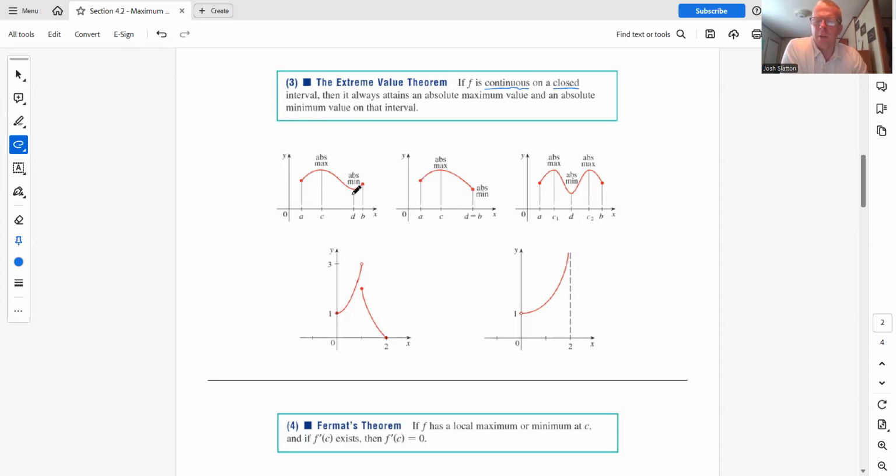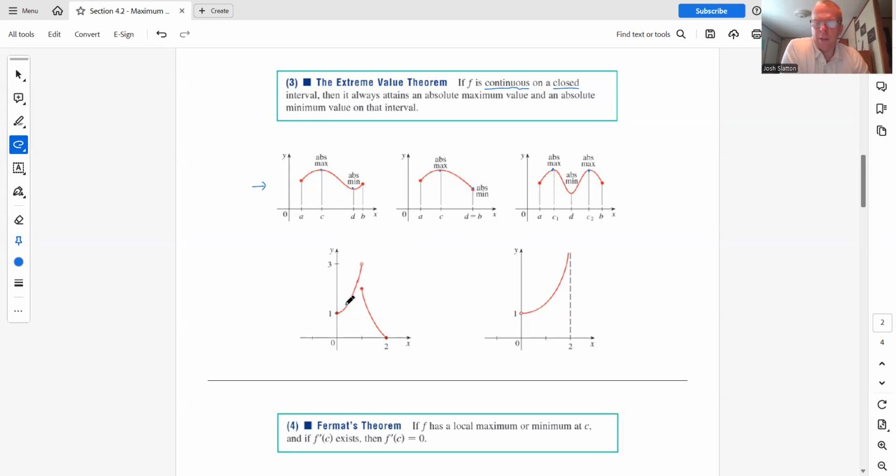If we're not including those endpoints, then we may or may not have an absolute max or min. And so you can see all three of these on this row are closed intervals. We're continuous, and we have absolute max and absolute min for each of them. And in this case, it looks like we have two absolute maxes, but they're again the same value, and one absolute min.